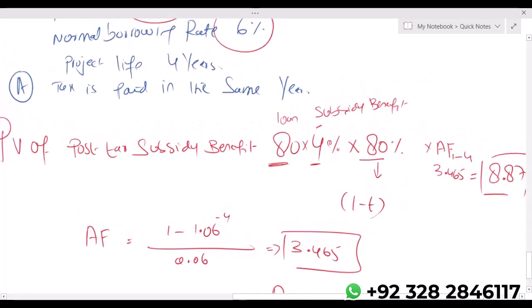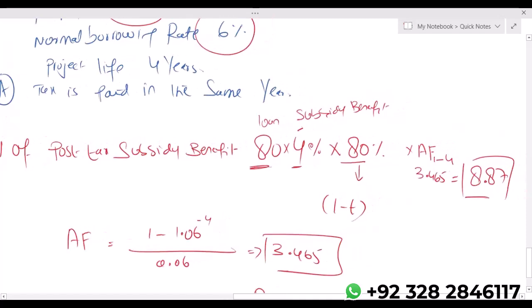Students, is this clear to everyone? 8.87. I hope this calculation is clear to everyone. Please reply. Students, I'm waiting. Is this clear to everyone? Okay, there's just one or two students replying. Okay, come here.